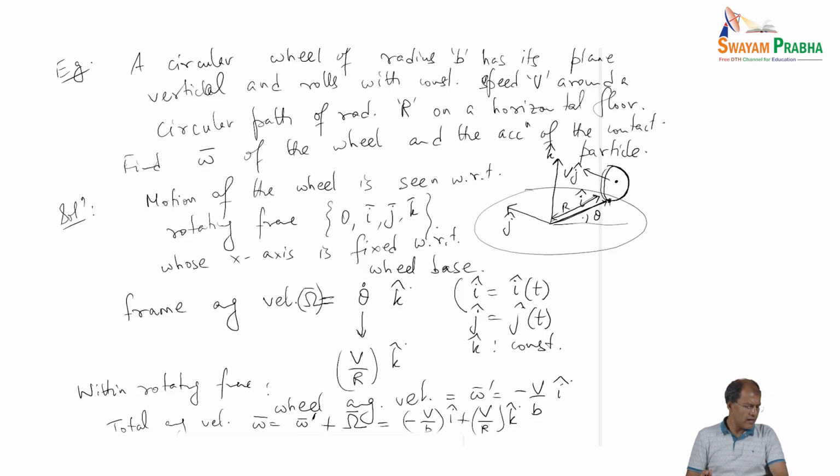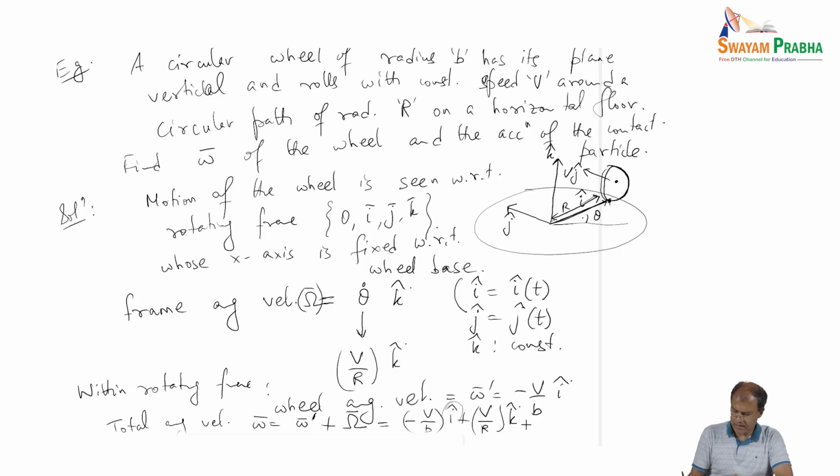Now if we were to find the acceleration of this wheel, then notice that these quantities, capital V, b and capital R, are all constants of motion. These are all constant parameters. When we take a derivative of this omega with respect to time, we will see that the derivative appears in this I hat, because I hat is moving with time, because the x-axis is rotating with the wheel, and we see that d I hat dt.